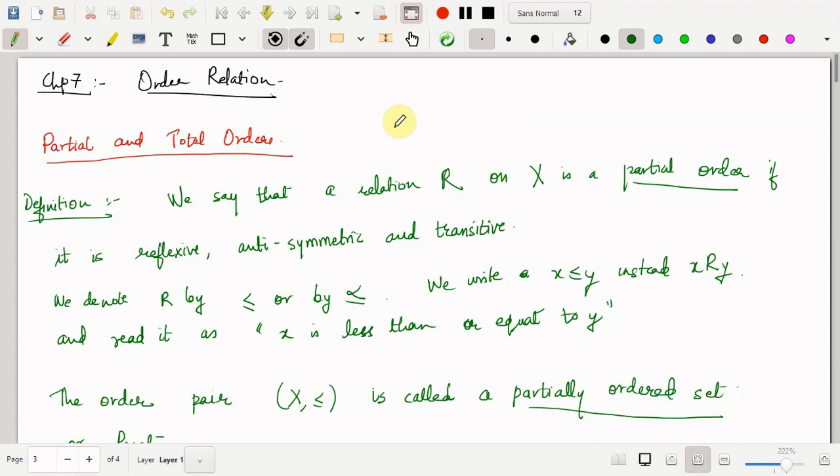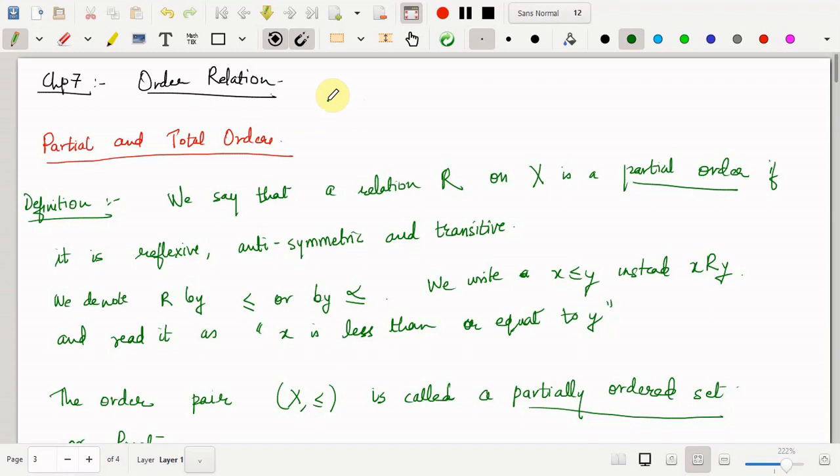So most of the examples I would try to avoid justifying, and I'll just state it as you can do it by yourself. Okay, and if you want to discuss some more properties on this particular chapter, then you may refer to the textbook Foundation of Mathematics by Kumaresan, Ajit Kumar and Bhaba Kumar. So let's begin with partial order relations and total order relations.